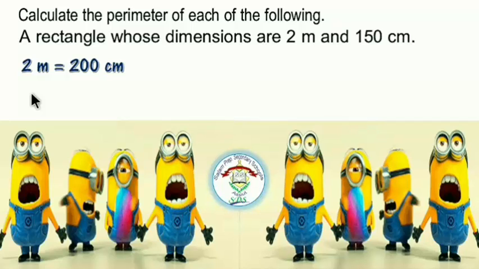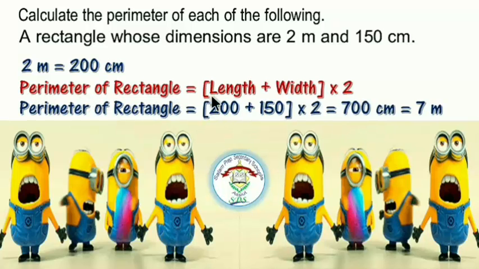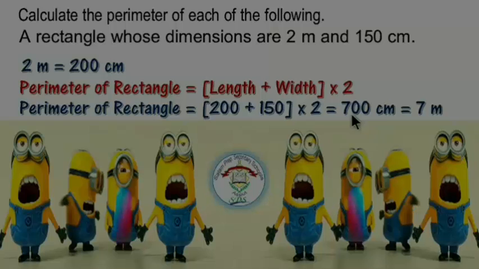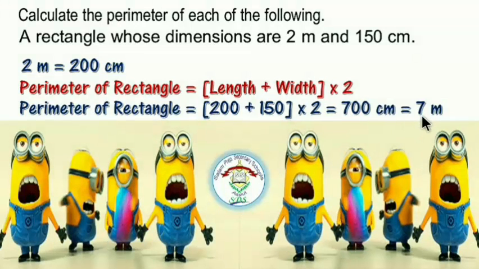The next step, we know the perimeter of a rectangle equals (length plus width) all times 2. So the perimeter of the rectangle equals length 200 plus width 150, all together equals 350, times 2 equals 700 centimeter, equals 7 meter.